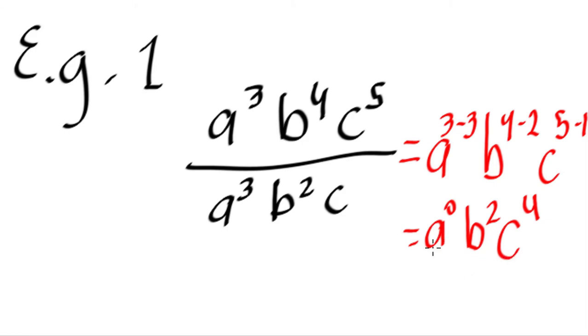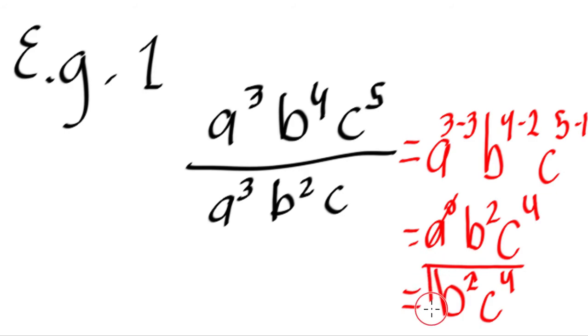And this is our answer, only that we can simplify a raised to 0. We're going to talk about that in the future, but any number raised to 0 except 0 is going to be 1. So since this is 1, we can cancel this out. That leaves us to our answer, b squared c raised to 4. So this is our answer for number 1.